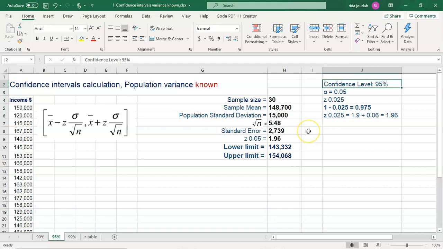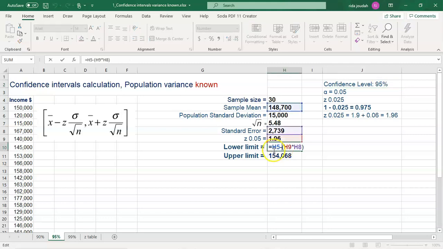And now we have all the ingredients we need to calculate the confidence interval. And I already calculated the lower and upper limits. So I will double click to show you how we calculated the lower and upper limit. First, we added here the sample mean, which is 148,700, minus, because we are calculating the lower limit, between parentheses, H9 here is the Z value, 1.96, times H8, which is the standard error. And that's it. You will see here that the value here is 143,332.